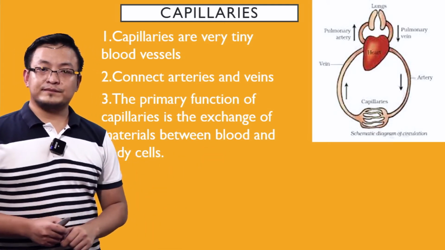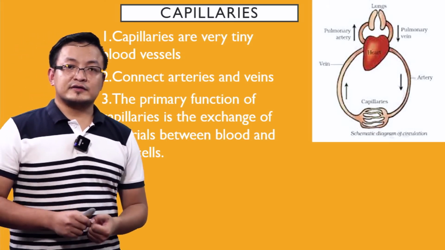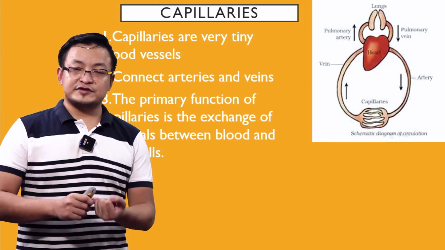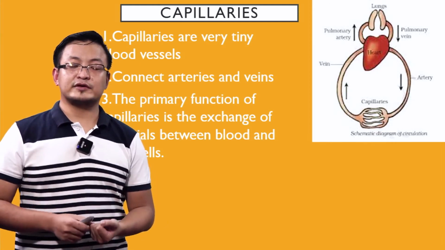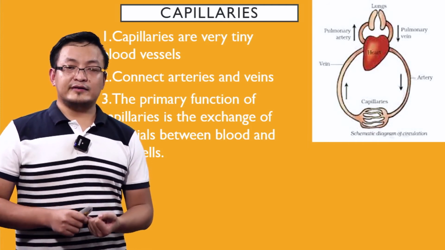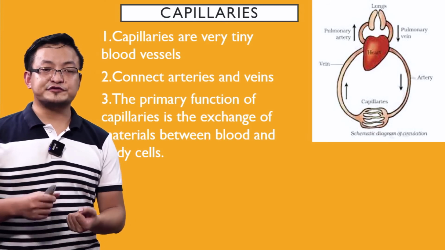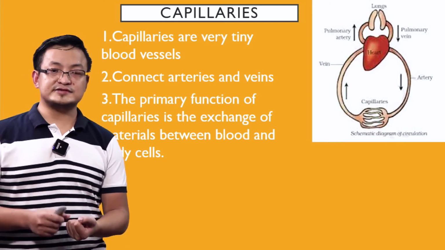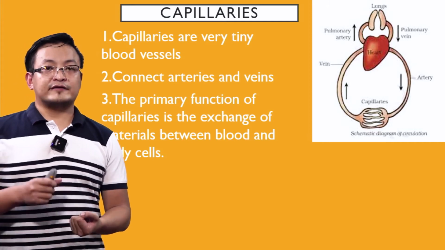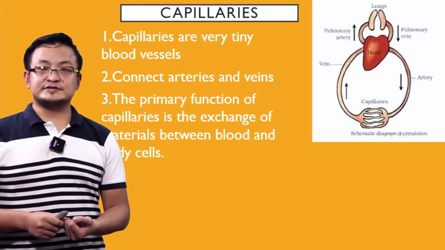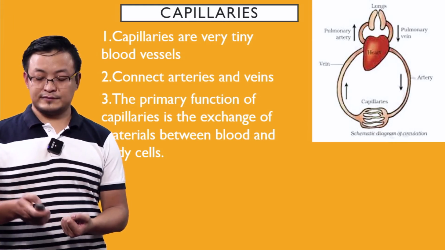So students, those are the three types of blood vessels in the circulatory system. The first is blood, which we have discussed, along with its composition. And second, we have discussed the three types of blood vessels, such as veins, arteries, and capillaries. You know the difference between arteries, veins, and capillaries, right?